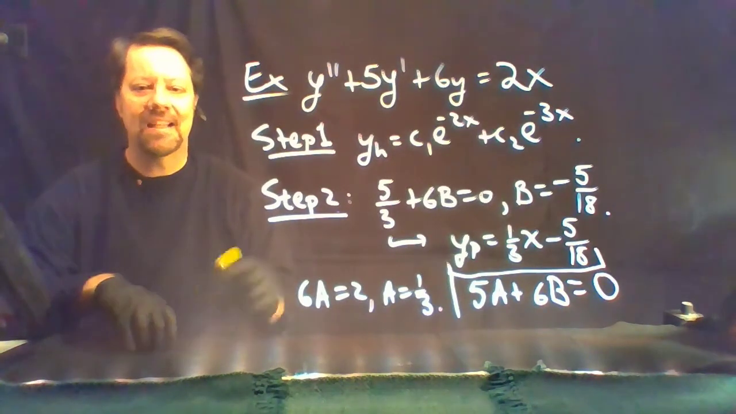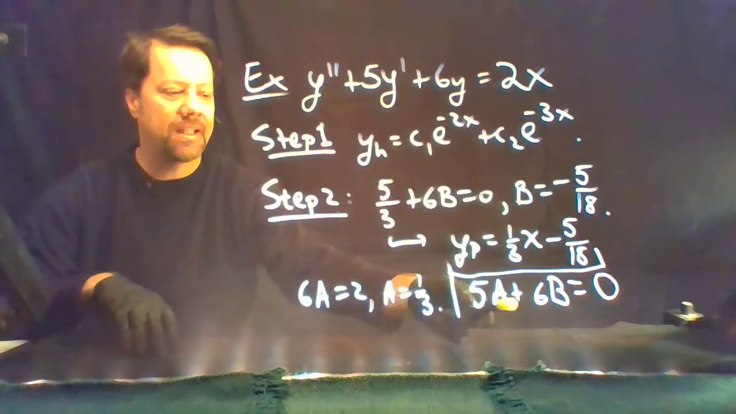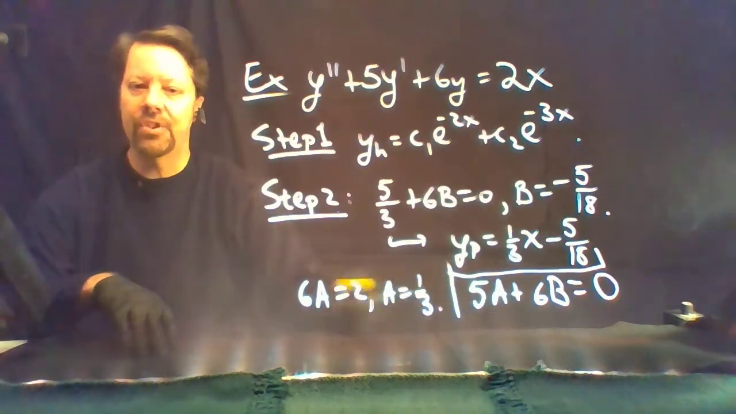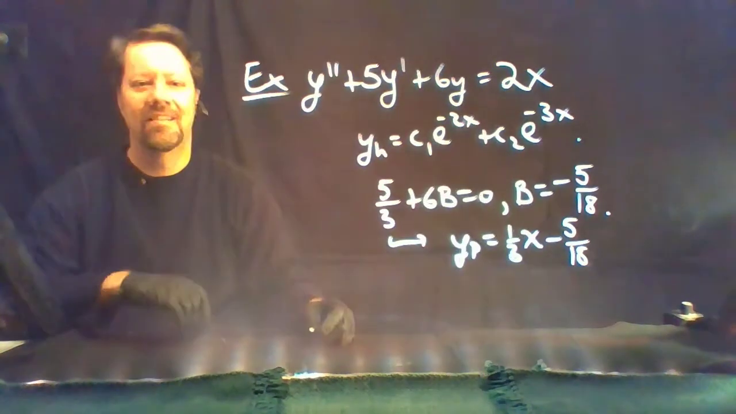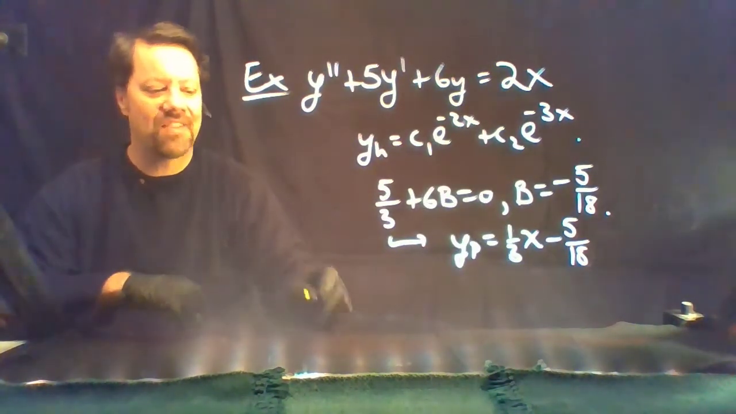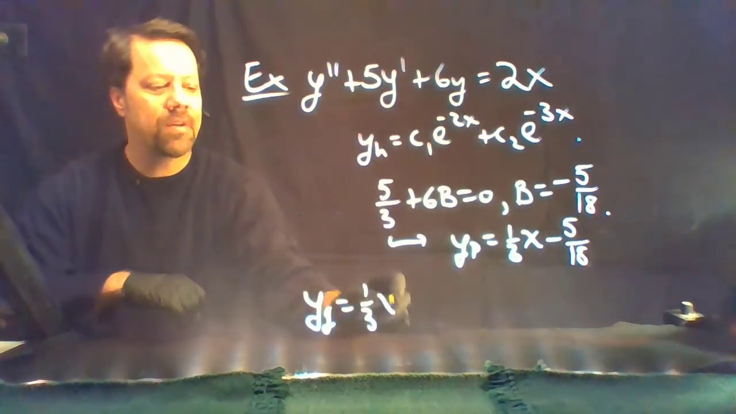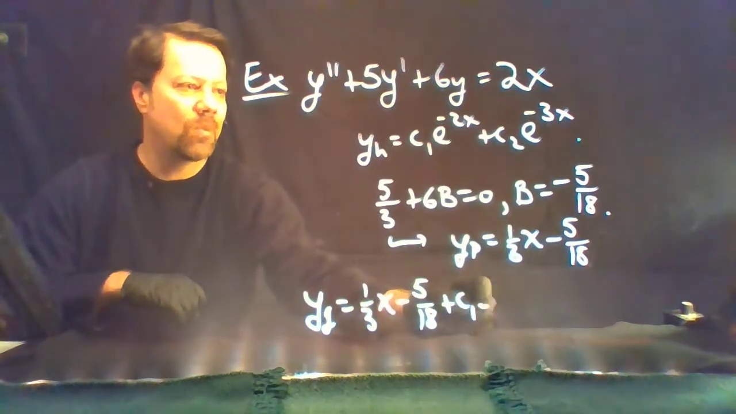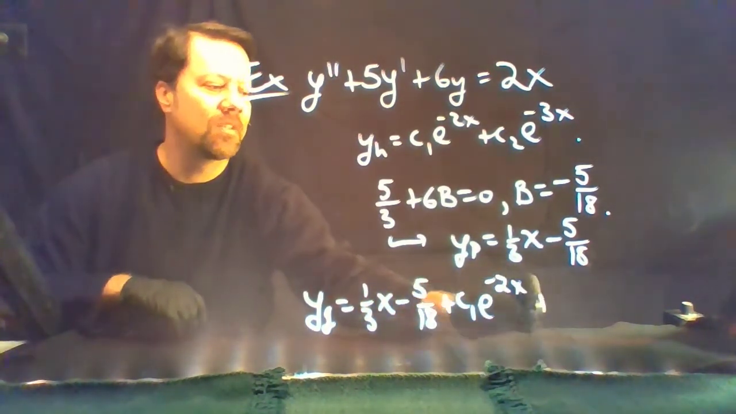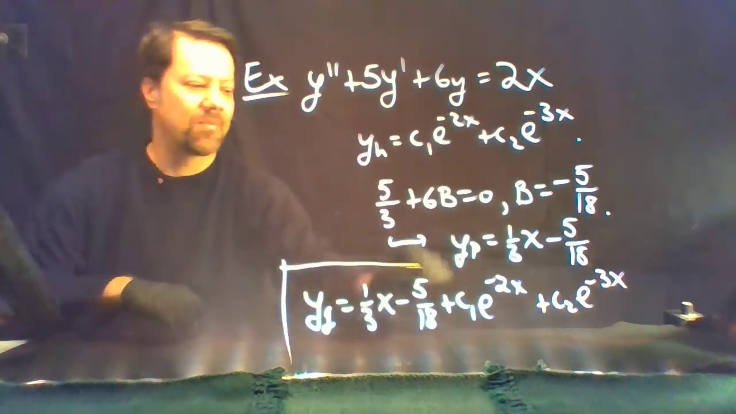You can see that the guess that we made this time left just enough flexibility for us to end up with two equations and two unknowns that allowed us to solve for each. We can now write down the general solution. It's 1/3 x minus 5/18 plus c1 e to the negative 2x plus c2 e to the minus 3x.